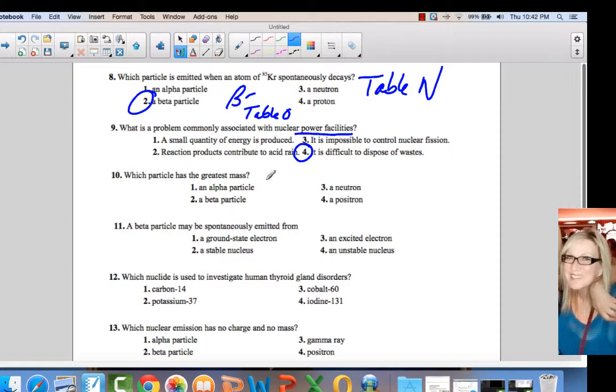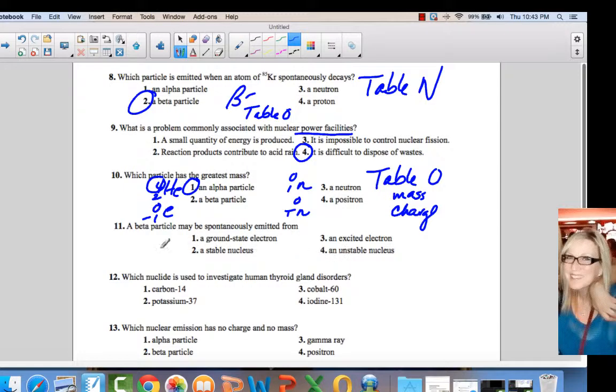Which particle has the greatest mass? This is table O. Remember, mass is on the top, charge is on the bottom. If we look at alpha, it says 4,2 He. Beta is 0, -1 e. Neutron is 0, 1 n. Positron is 0, +1 e. So greatest mass is going to be the 4, so alpha.